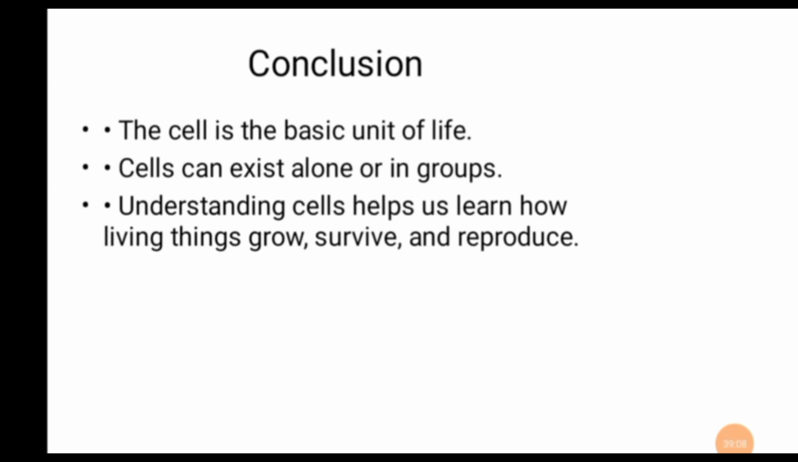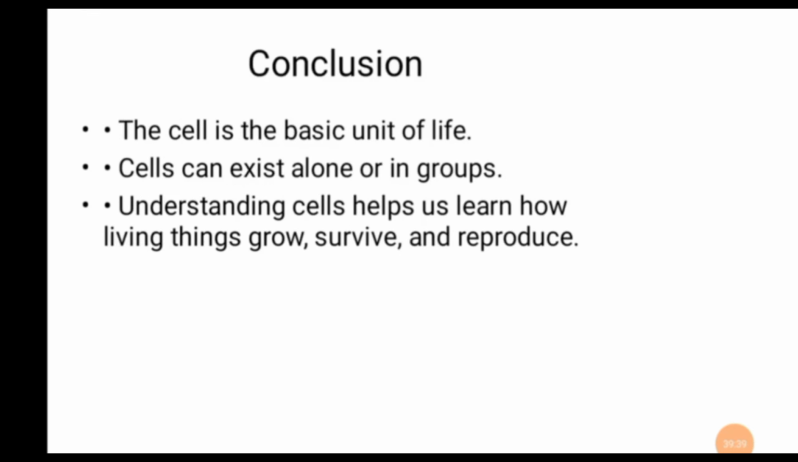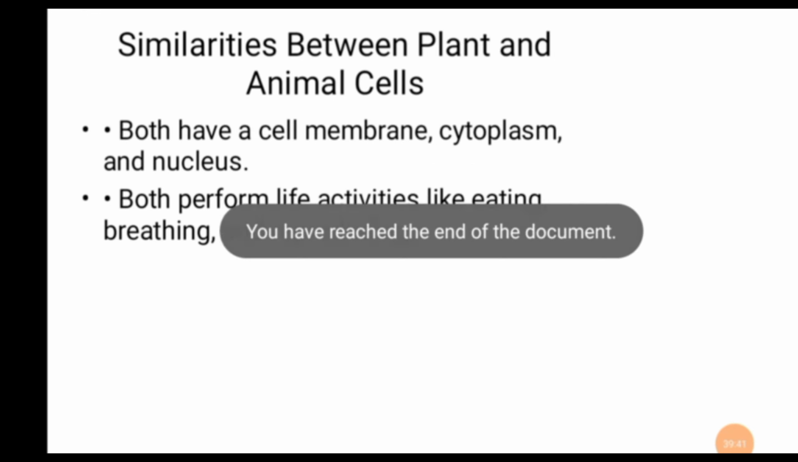So what are the similarities between plant and animal cells? Now the major similarity between plant and animal cells is this. They both have a cell membrane. Remember, it's only a plant cell that has a cell wall, but both of them still have a cell membrane. So they both have cytoplasm. Yes, both the animal cell and the plant cell have what we call the cytoplasm. And then thirdly, they both have the nucleus.